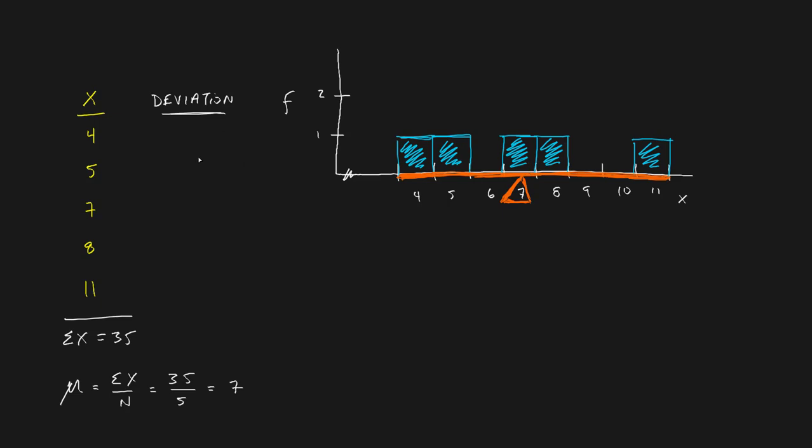Let's take a look at our first value here, 4. How far is 4 from the mean? Well, 4 is 3 below the mean. So if I start at my mean and I go back to 4, I have gone back 3 on my axis. And so this is 3 below the mean. 5 is 2 below the mean, and so if I start at my mean and I go back to 5, I have gone back 2. 7 is neither above nor below the mean, but 8 is 1 above the mean. So to get from the mean to the 8, I'm going plus 1. And to get to 11, that's 4 above the mean.